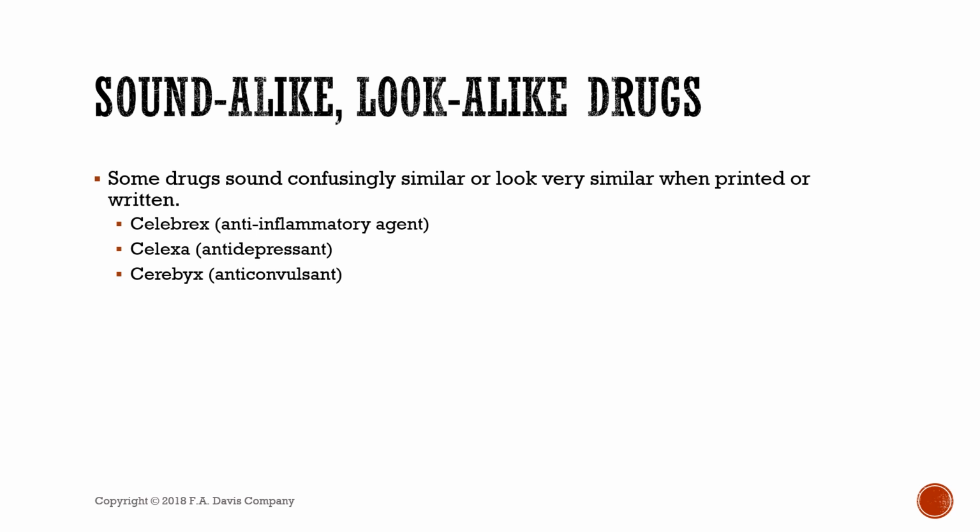Sound-alike, look-alike drugs could also be misinterpreted and cause medication errors. Some drugs sound confusingly similar or look very similar when printed or written. Examples include Celebrex, which is an anti-inflammatory, Celexa, which is an antidepressant, and Cerebyx, which is an anticonvulsant. If you look, you can see how close these medications look. They look very similar, so you always want to make sure you understand which medication you have ordered and also recognize those that are sound-alike, look-alikes.